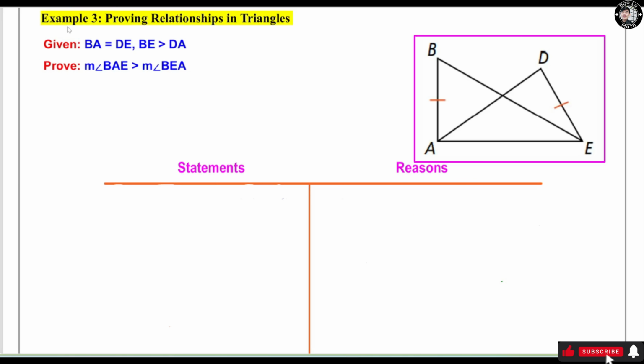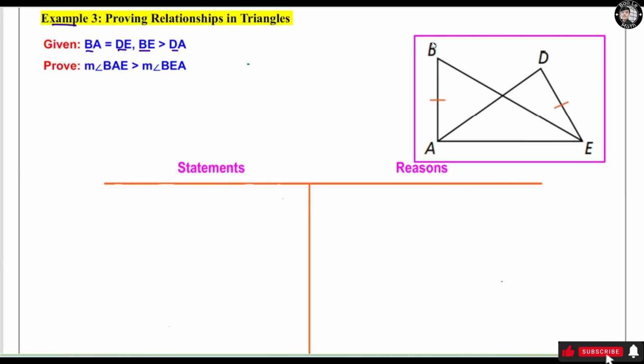Now let's move on to example number 3. We're going to prove the relationship in triangles. Now, given BA congruent to DE right here, BE greater than DA, this one right here greater than this one, right? Now we need to prove that the measure of angle BAE, which is this one right here, is greater than the measure of angle BEA, which is this one right here.